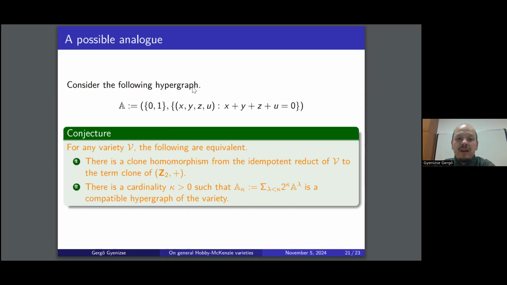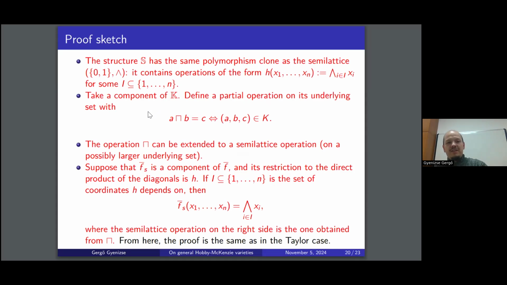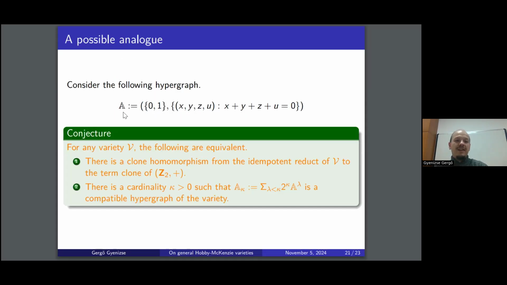Take the following graph. Now we need 4 variables. So again, on Boolean, we take the graph of the ternary addition. And if we can squeeze out a very similar proof for this A, then we would get the following. For any variety, the following are equivalent: there is a clone homomorphism from the idempotent reduct of V to the clone of Z2 plus; and second, there is a cardinality kappa such that A kappa is compatible with the variety.